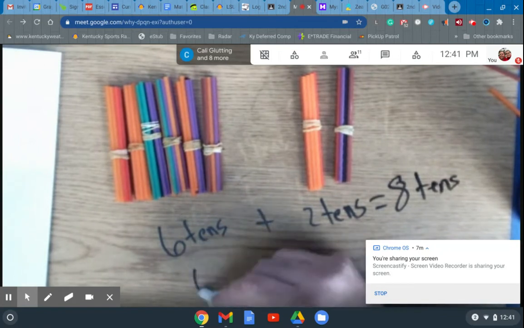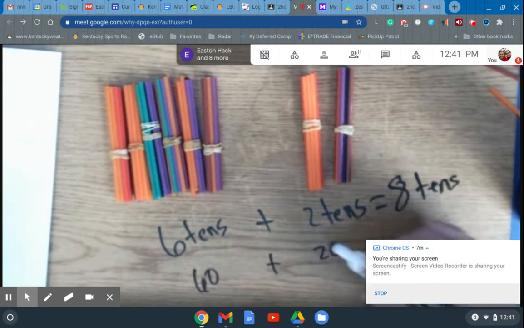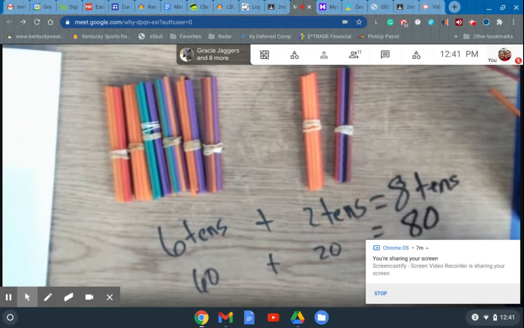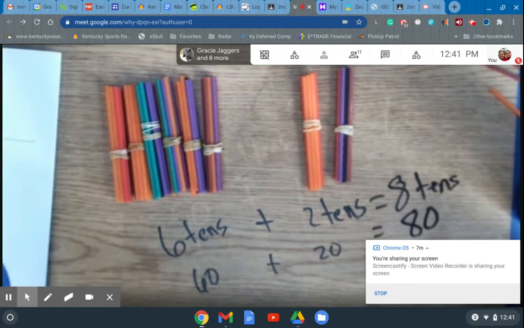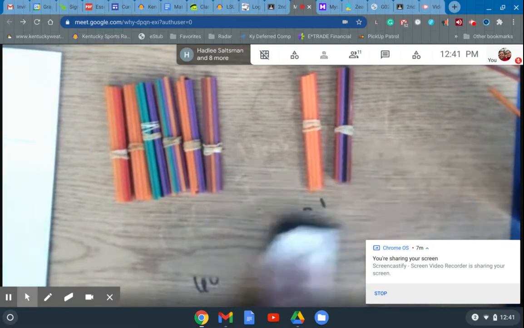6 tens is 60, and 2 tens is 20, and he said that equals 80. Great job, Wesley. All right, we're rolling along.